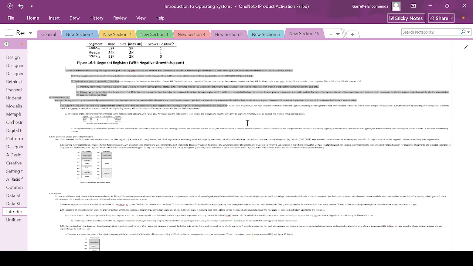We take this approach because it makes the math to compute the physical address straightforward. The physical address is just the base plus the negative offset for the stack. So that's simply it: base address plus the negative offset.